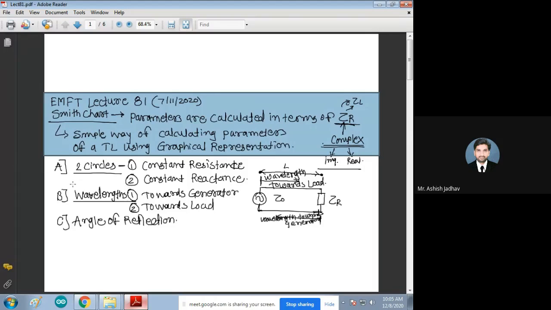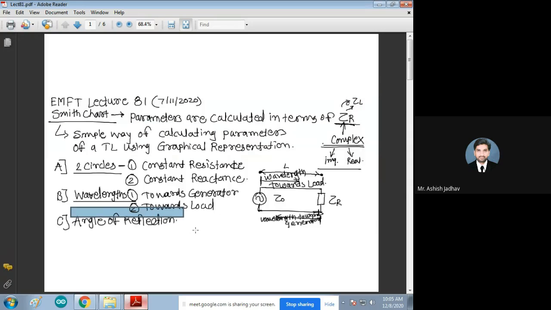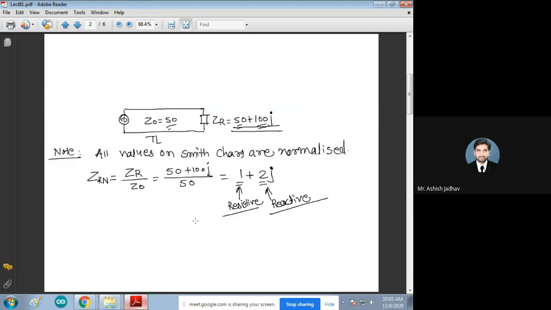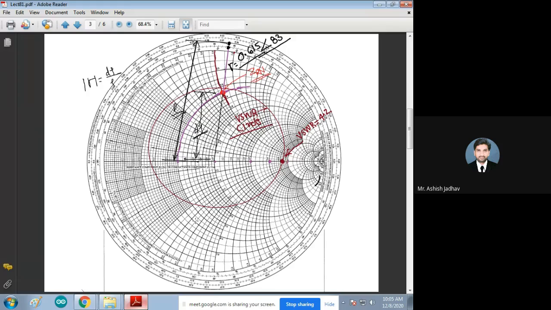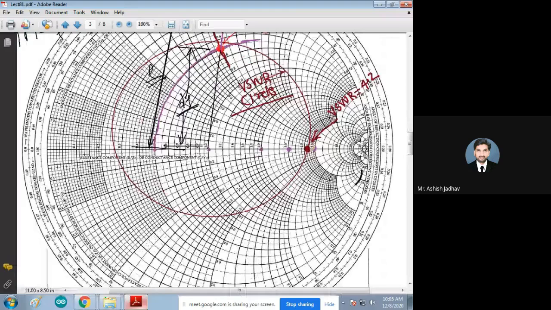Similarly, we will see those two circles on the graph. Then we have two wavelengths. One is measured towards the generator, one is measured towards the load. And the third thing is angle of reflection. So let's just move to the Smith chart. I hope this is visible.